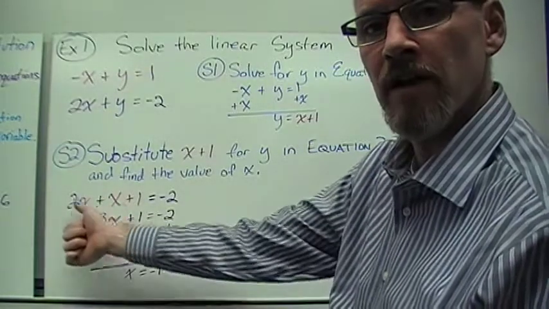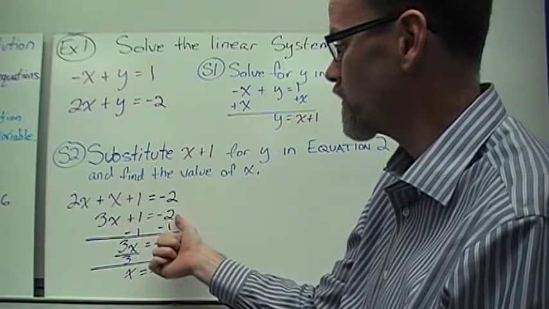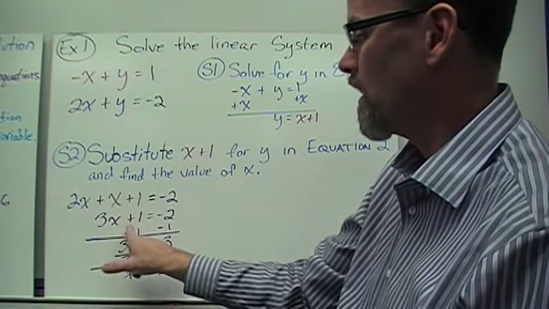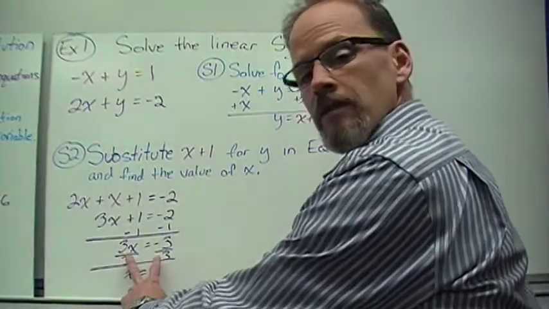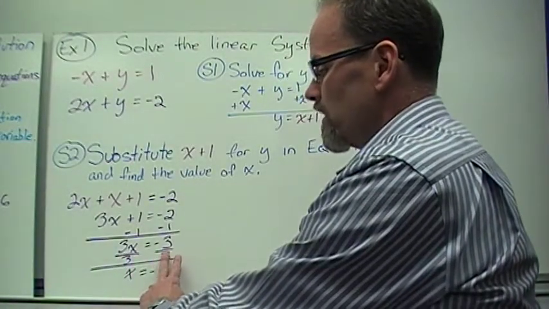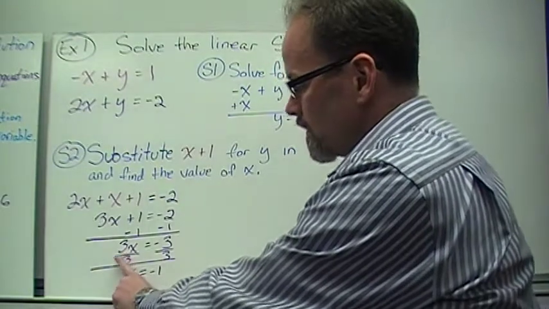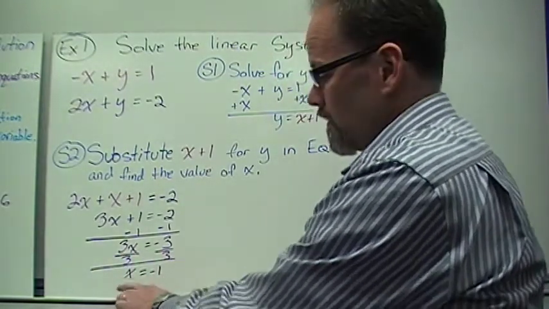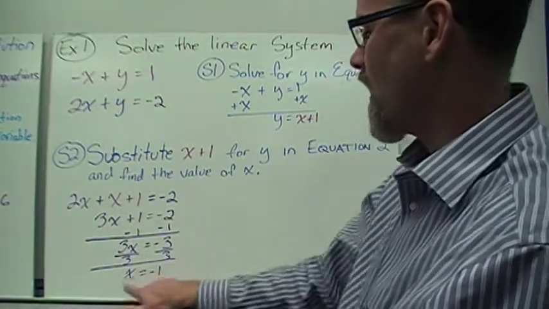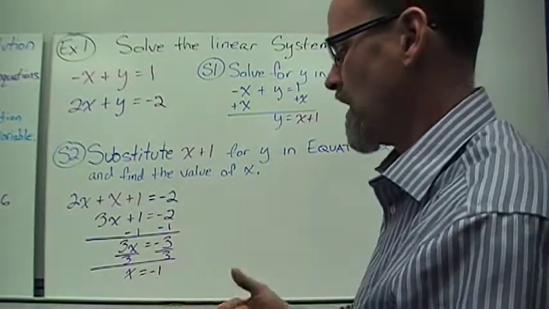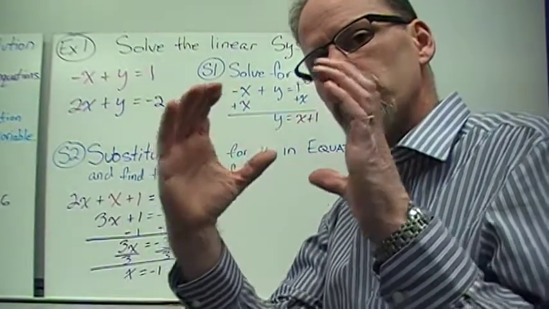Now I'm going to take this x plus 1 and substitute it into the other equation. Substitute x plus 1 for y in equation number 2, and find the value of x. So I take 2x plus y, and insert x plus 1 in for y: 2x plus x plus 1 equals -2. Combine like terms right here. I get 3x plus 1 equals -2. And now I'm going to use inverse operations. And I've got 3x equals -3. Inverse operations again on the coefficient, on both sides. And I've got x equals -1.